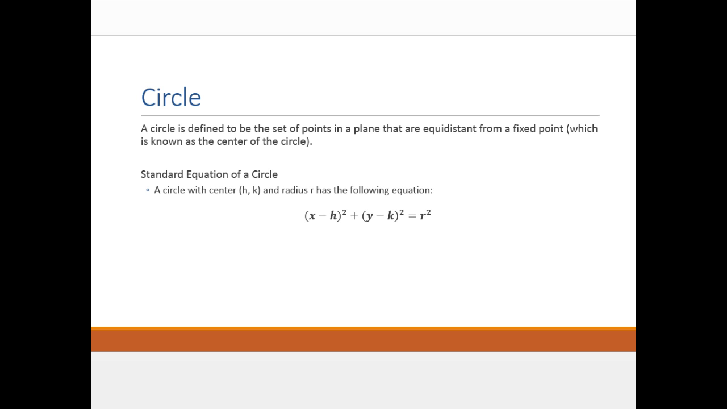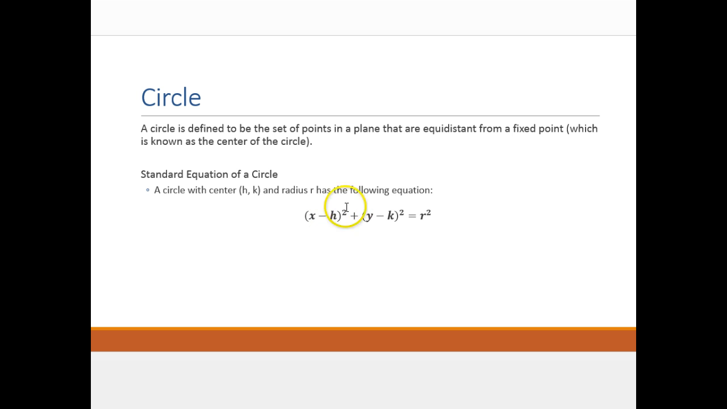Now the last formula we're going to cover in this section is the circle formula. A circle is defined to be the set of points that are equidistant from a fixed point, and that fixed point is known as the center of the circle. And if I know the center of the circle to be the point h comma k, and I know the radius of the circle is r, then the formula for every point in that circle can be given by x minus h quantity squared plus y minus k quantity squared equals r squared.